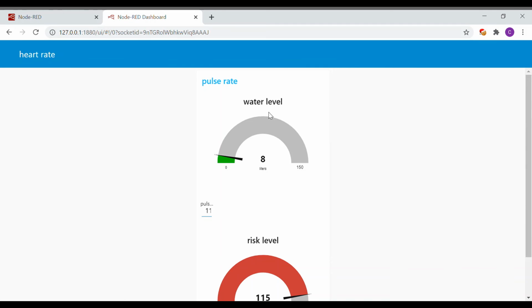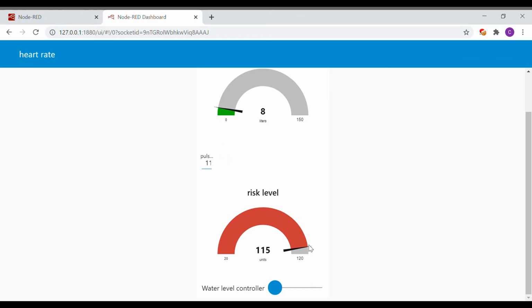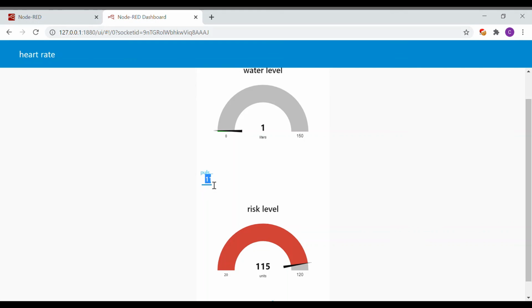So this is my water level meter, the gauge I used for water level, and I'm controlling it from here. You can see some yellow in between, red and green. And for this risk level, I'm giving the input here.